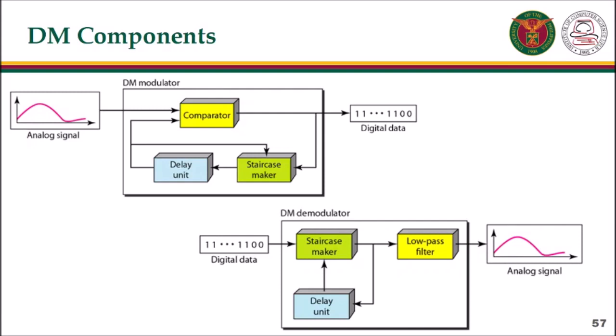The output of the comparator, however, also makes the staircase itself. If the next bit is 1, the staircase maker moves the last point of the staircase signal delta up. If the next bit is 0, it moves its delta down. Note that we need a delay unit to hold the staircase function for a period between two comparisons. The demodulator takes the digital data and, using the staircase maker and the delay unit, creates the analog signal. The created analog signal, however, needs to pass through a low-pass filter for smoothing.